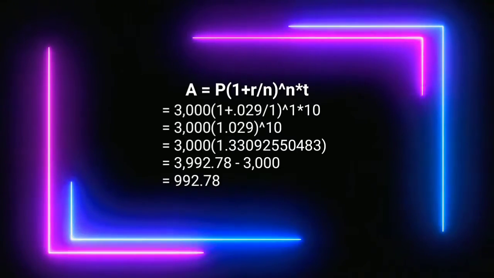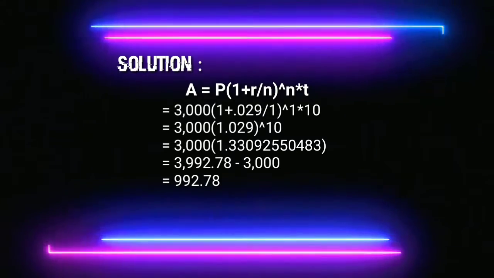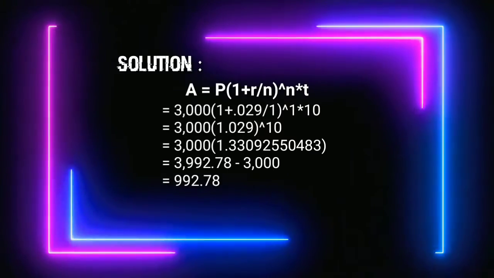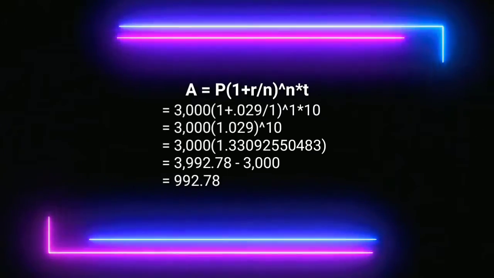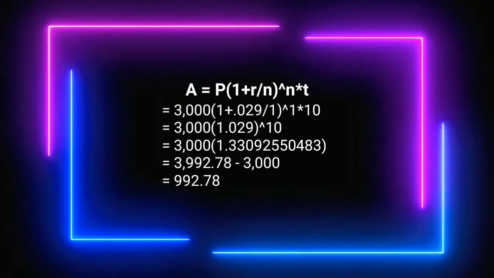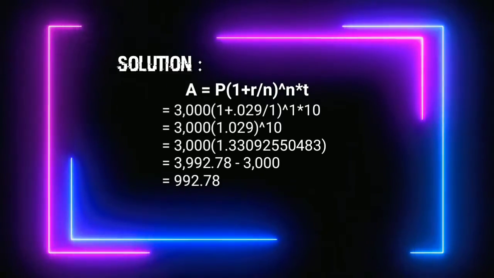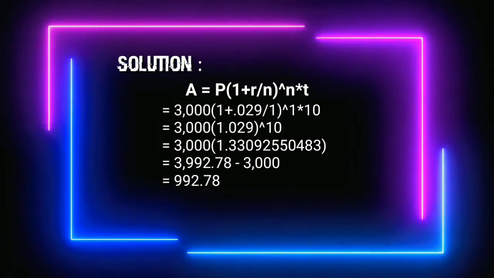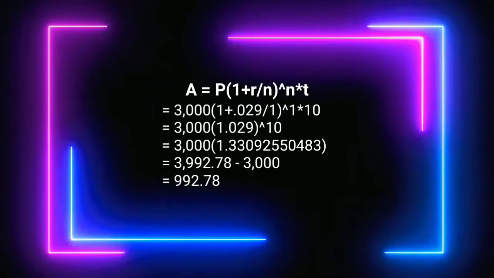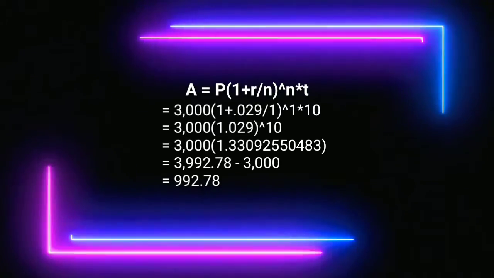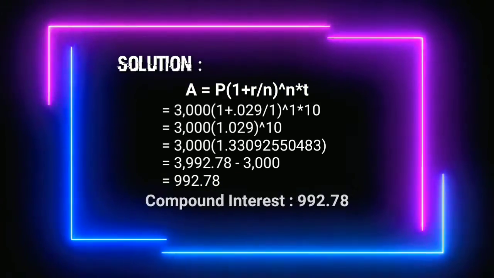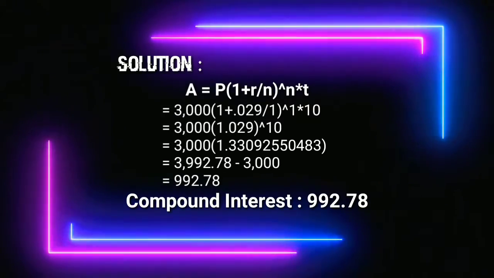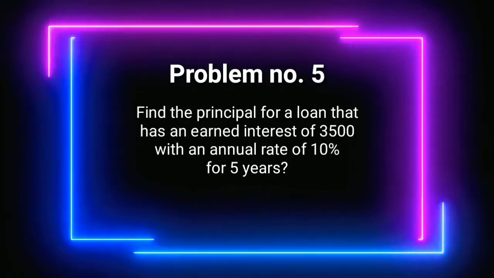3,000 times (1 + 0.029/1) to the power of 1 times 10 is equal to 3,000 times 1.029 to the power of 10. 3,000 times 1.331 is equal to 3,992.78, and simply subtract the principal, which is 3,000. The answer is 992.78. So, the compound interest is 992.78.